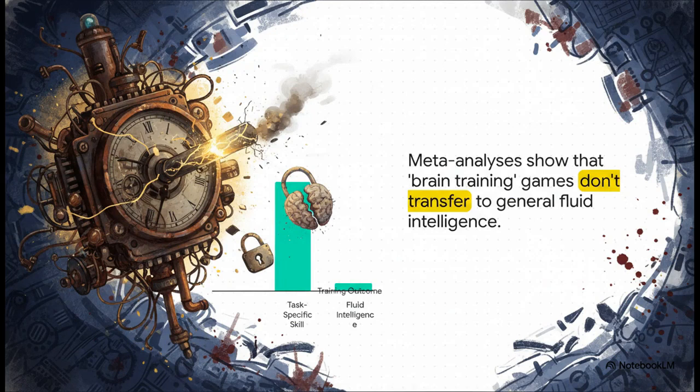Now, the public narrative suggests we can just upgrade this hardware. But when you look at meta-analyses of the whole brain training industry, you find this paradox. Sure, you can get way better at the game itself. That task-specific improvement is high. But the transfer of that skill to general problem-solving ability, to what we call fluid intelligence, is statistically near zero. You simply cannot overclock the processor with software drills.